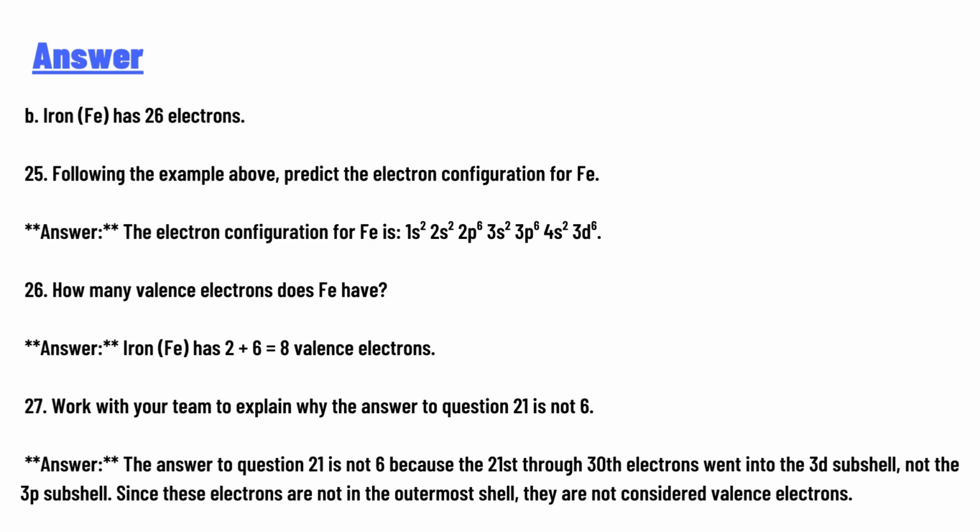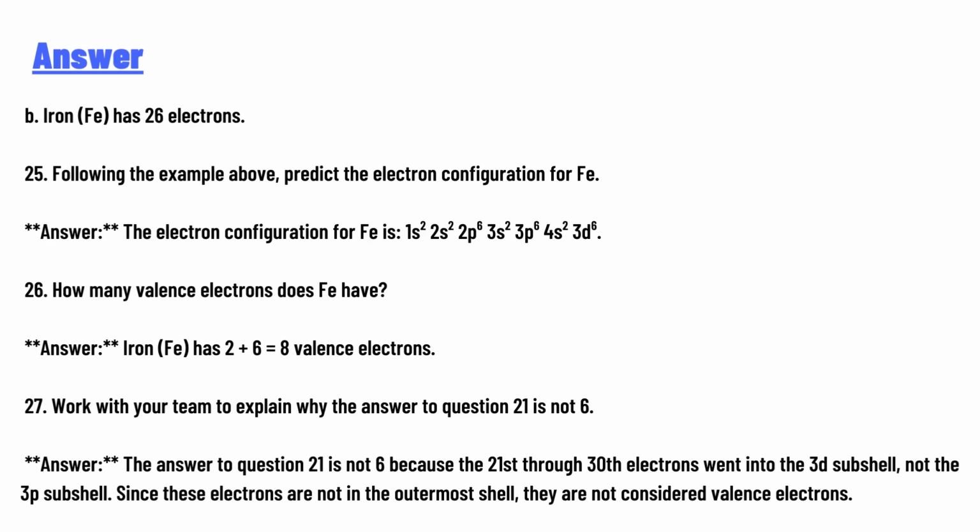25. Following the example above, predict the electron configuration for Fe. Answer: the electron configuration for Fe is 1s2, 2s2, 2p6, 3s2, 3p6, 4s2, 3d6. 26. How many valence electrons does Fe have? Answer: iron has 2 plus 6, which is equal to 8 valence electrons.